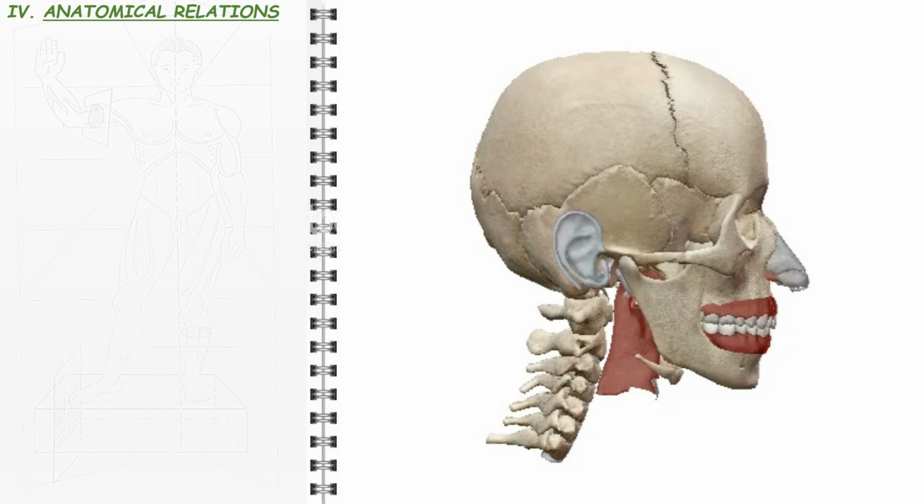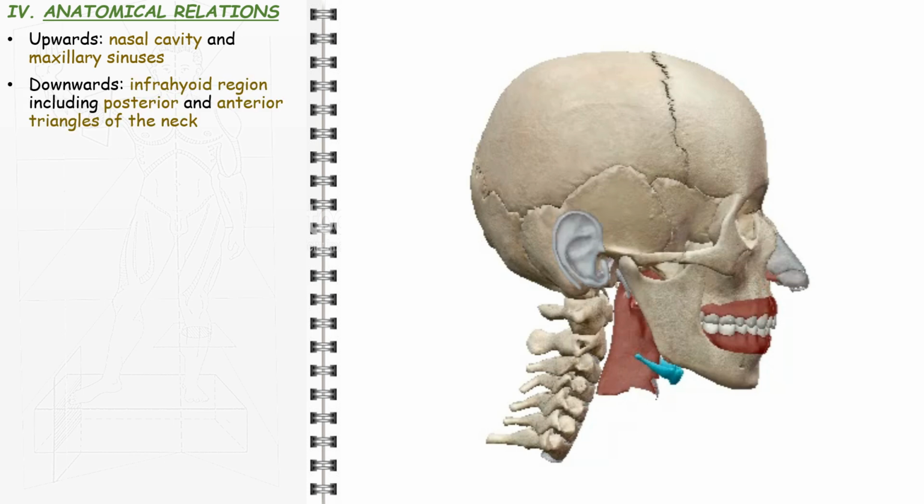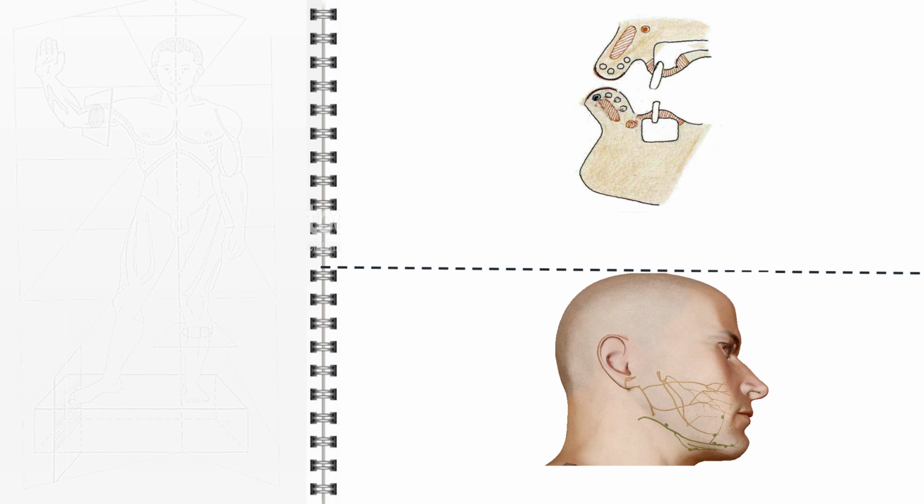The mouth is a major cavity of the face lying between, upwards, the nasal cavity and maxillary sinuses, downwards, the infrahyoid region including posterior and anterior triangles of the neck, laterally, the masseter muscle and, backwards, the pharynx. In turn, let's go now through the vasculature and nerves of the mouth.